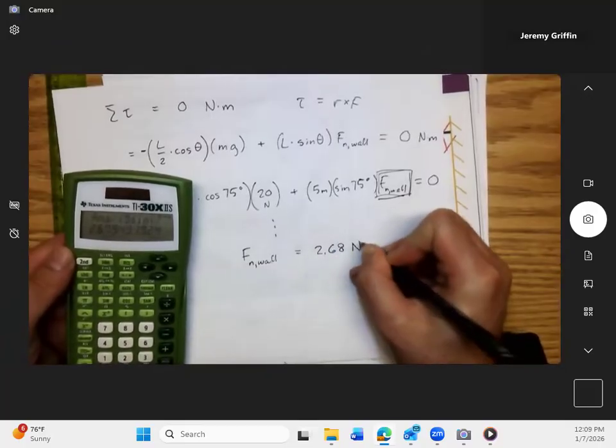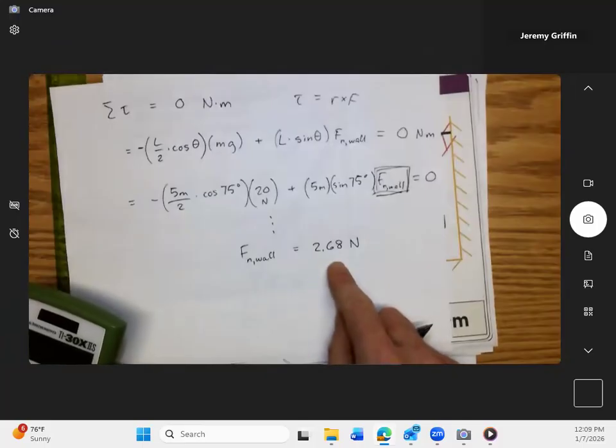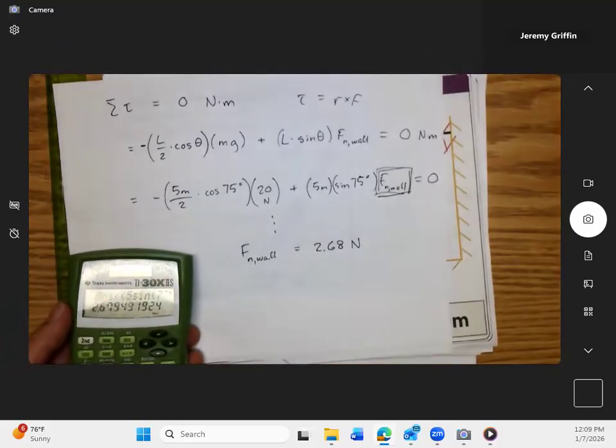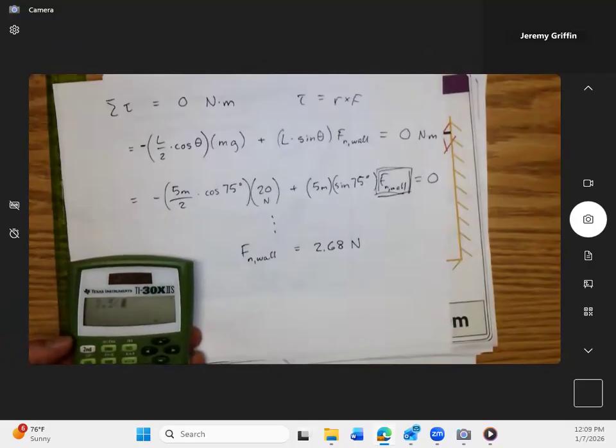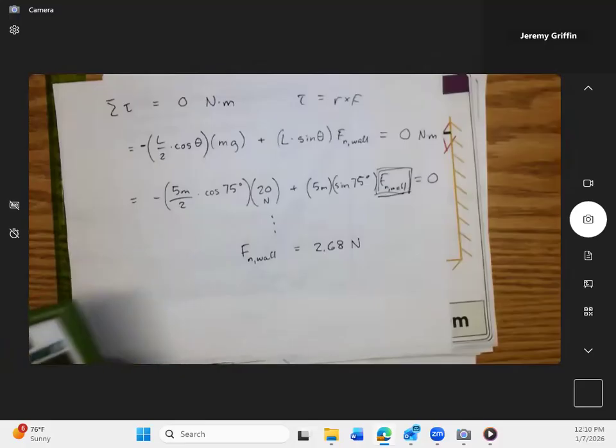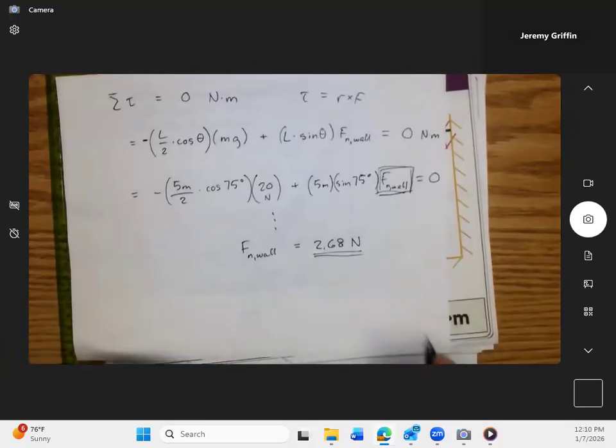I was right, 2.68 newtons. Are you guys getting that too? About 2.68 newtons? Okay. I'm going to double check my math while you guys are double checking. I'll use my original equation. 2.5. Okay, so 75 times 20. Yeah, I'll do the square root of half. 20 times 5, 4, 5 times sine 75. Yeah. Okay. So here's the normal force of the wall.